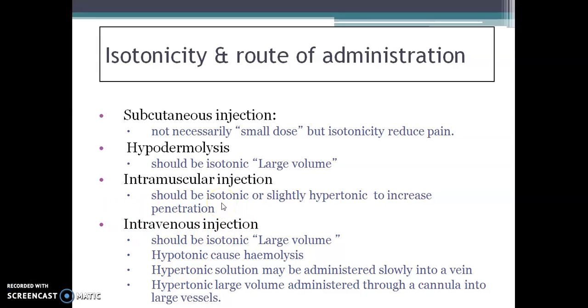Next is the intravenous injection. It should be isotonic and of large volume. If the solution is hypotonic, that causes hemolysis, and if the solution is hypertonic, it may be administered slowly into the veins. The hypertonic solution, of large volume, is administered through a cannula into a large vessel.